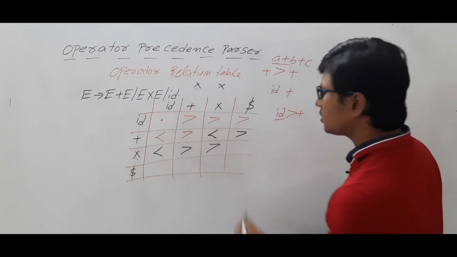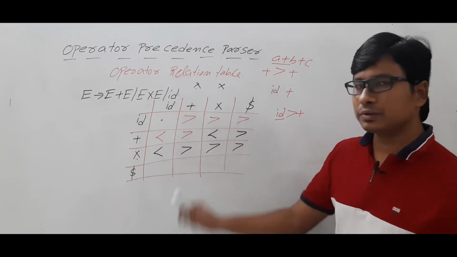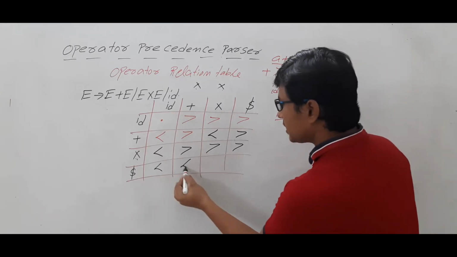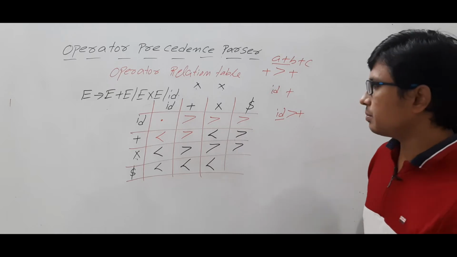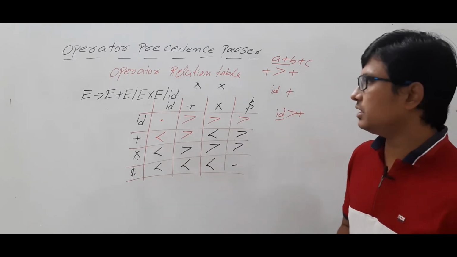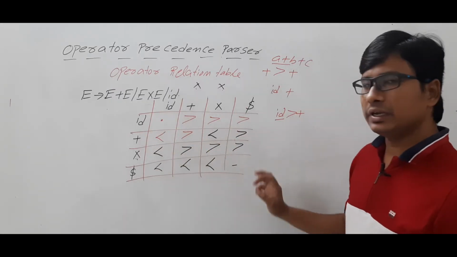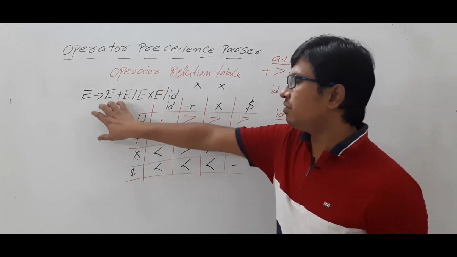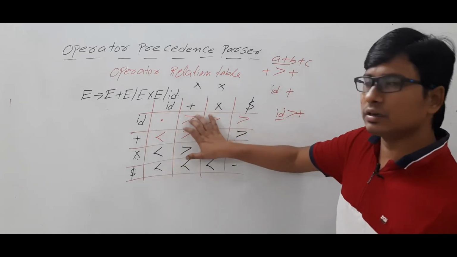So multiplication and dollar, I said that dollar will have less priority as compared to any one. Dollar and id, you will have the id more; dollar and plus, you will have plus more priority; dollar and multiplication, you have more priority to the multiplication. And dollar and dollar is undefined. Is it clear? So id and id we have not defined, dollar and dollar we have not defined. So this is the operator relation table for the given operator grammar. I hope you have understood how I got this table.